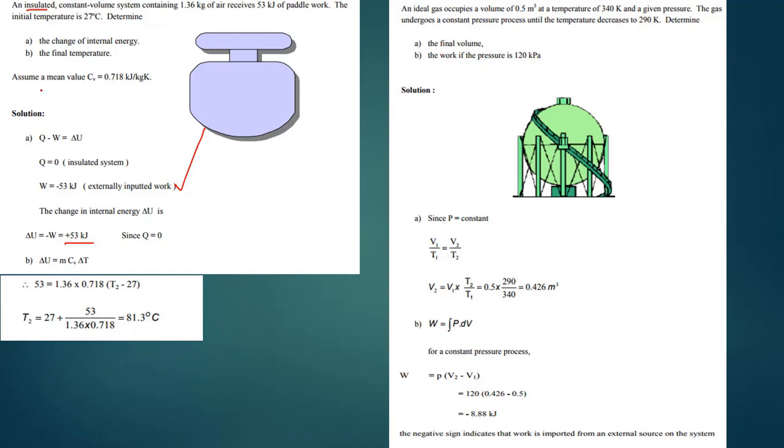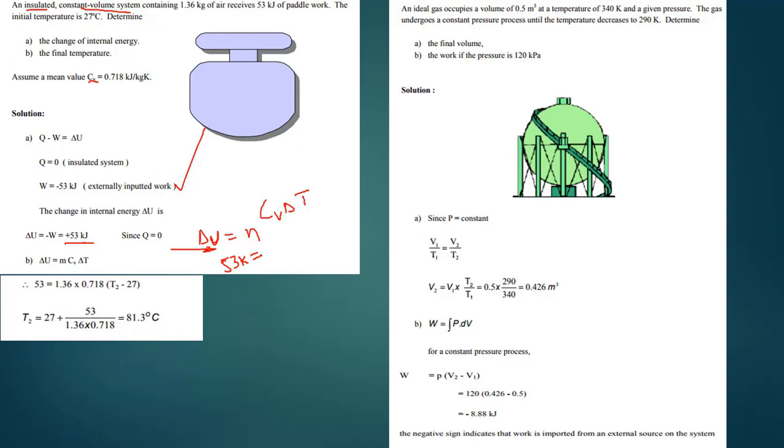The final temperature we know, umeambiwa assume a mean value of CV ni sawa na hiyo hapo. Final temperature, how do we get the final temperature? Final temperature tunaipata kwa sababu tunajua kwamba change in internal energy. Sasa kwenye constant volume system, manake molar heat capacity at constant volume inatuambia internal energy ni sawa na n CV change in T.